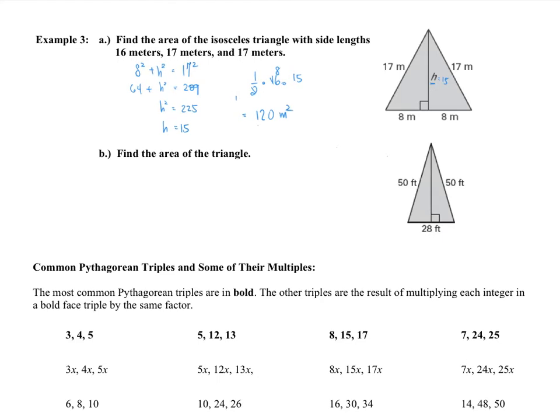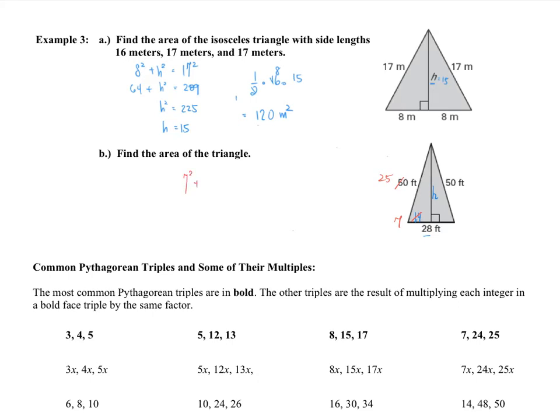Okay, let's take a look at another problem here. In part B, we find the area of the triangle again. So I'm going to let the height be h. And look at the base here. I'm going to take half of 28 and make that 14. And then I'm going to simplify this. And I see a Pythagorean triple, which is 7, 24, 25. But I'm going to work that out for you just to show you.